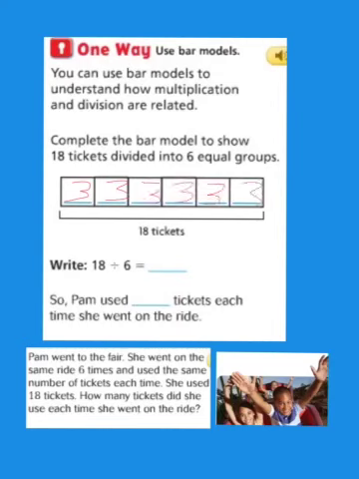Now if we look back at our bar model, we know that 3 plus 3 plus 3 plus 3 plus 3 plus 3 will give us 18. So our division fact would be 18 divided by 6 equals 3. So Pam used 3 tickets each time she went on the ride.